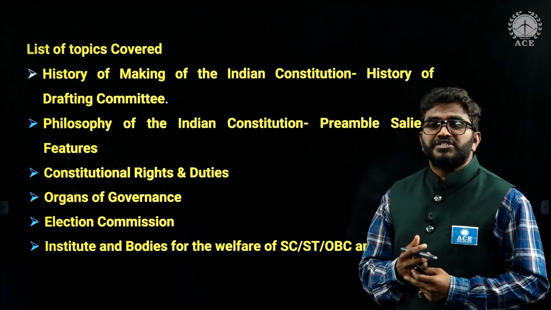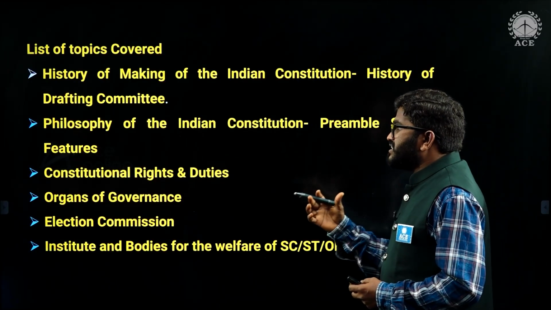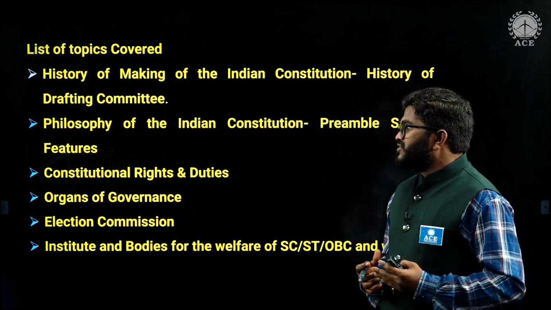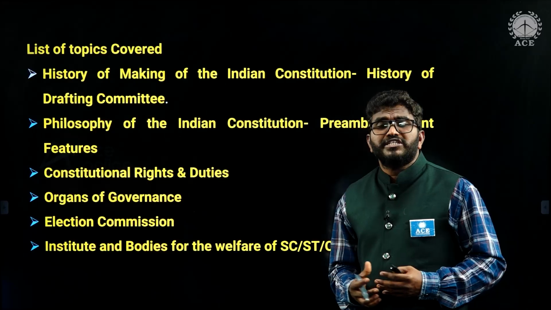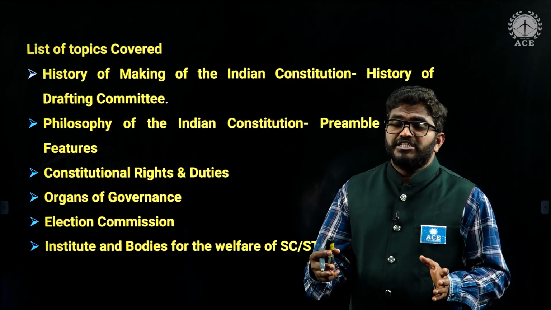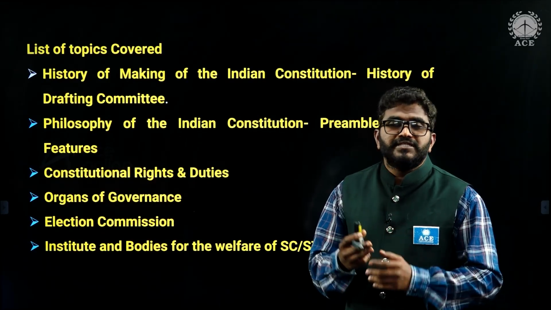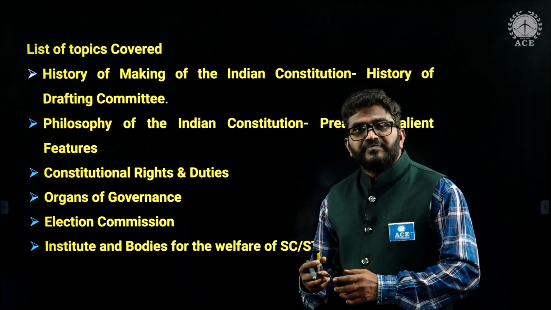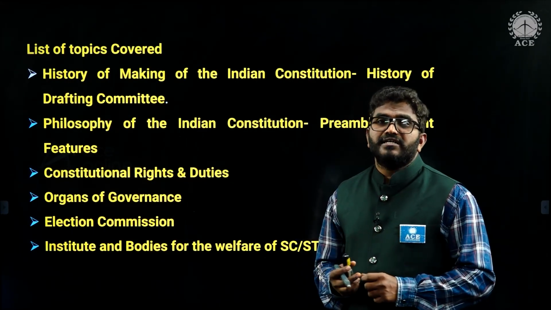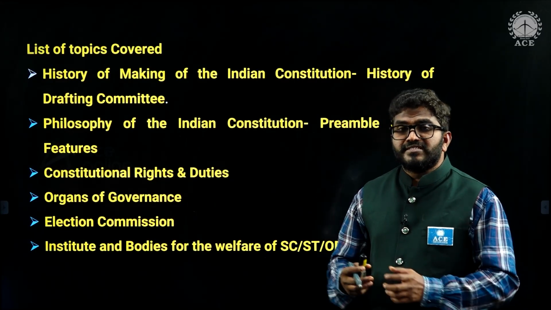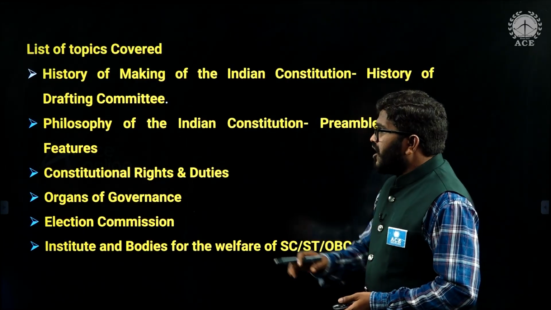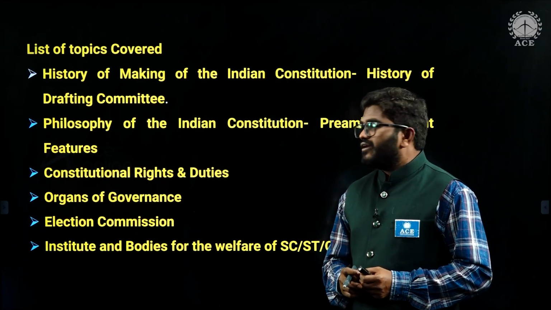I'm also going to explain the philosophy of the Constitution of India, like the preamble, and salient features of the Constitution of India. Then constitutional rights and duties like fundamental rights, fundamental duties, directive principles of state policy. Then I am going to explain the organs of governance. At the central level, the Parliament includes Lok Sabha, Rajya Sabha, and Rashtrapati. At the state level, the state legislative assembly, state legislative council, governor, and cabinet ministers at the central and state levels. I am going to explain the organs of governance here in a detailed manner.